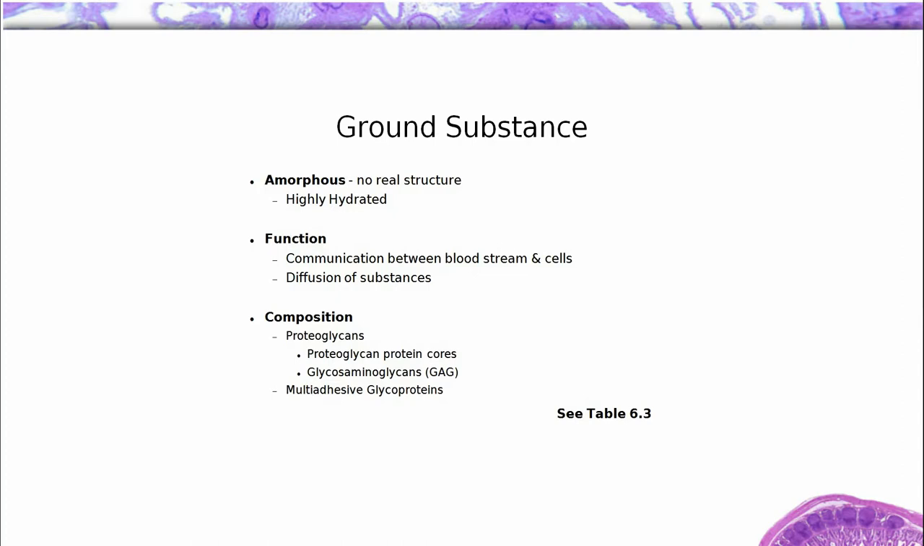Okay? Remember to think of these things in three dimensions. There's hundreds of these things attached to a protein core. Okay? These will be especially important when we talk about cartilage, okay, next week. Okay, so you can have a protein core that has 200 to 300 of these glycosaminoglycans attached. Again, all highly charged, all of them capable of holding on to a lot of water.